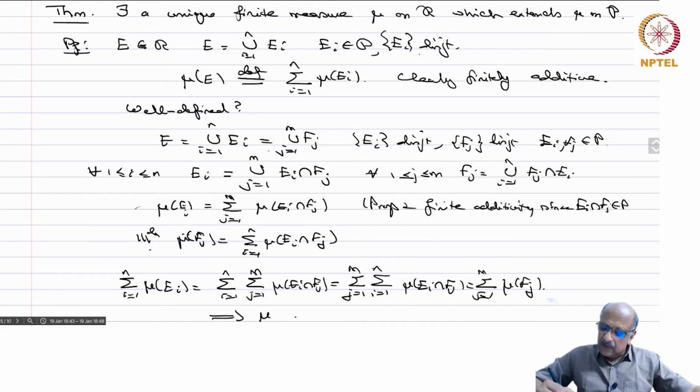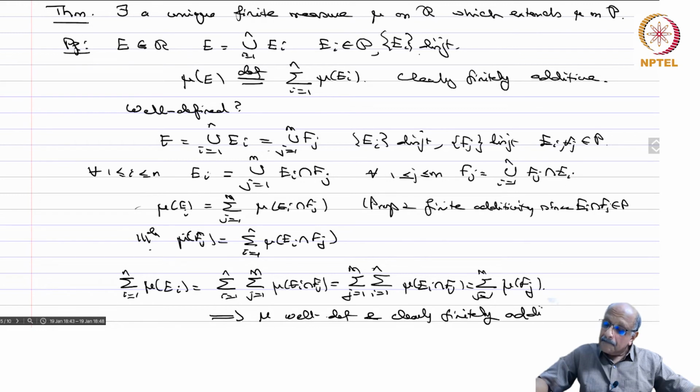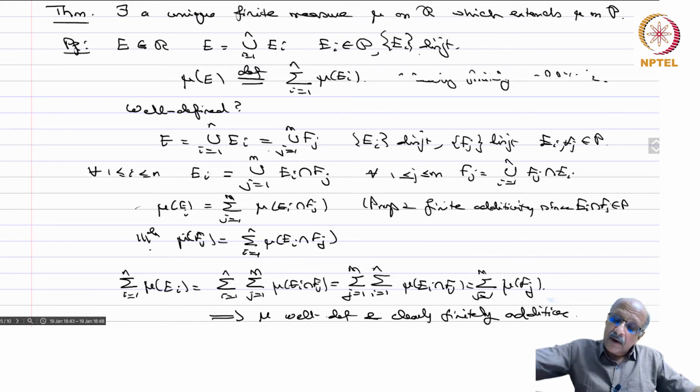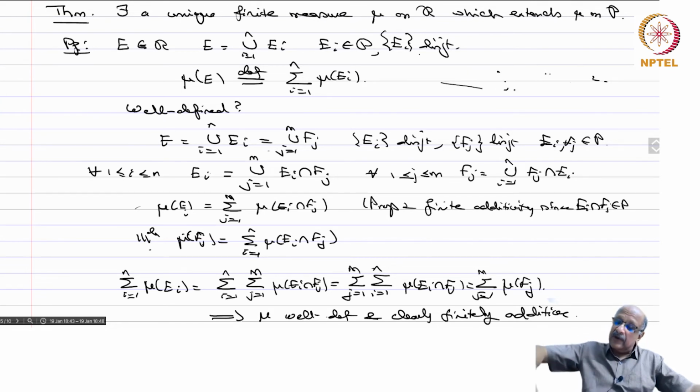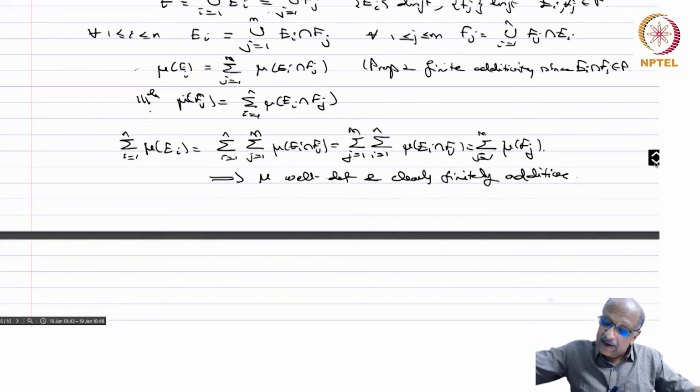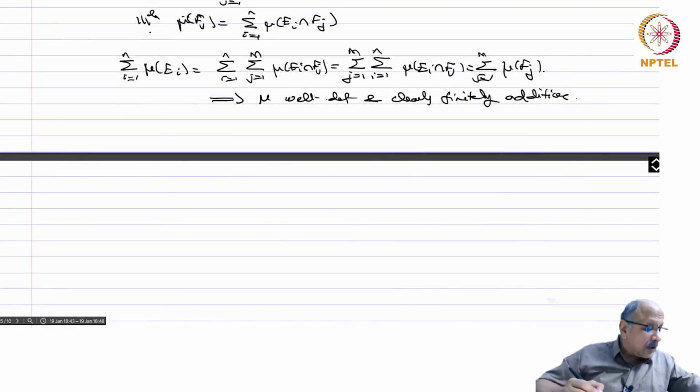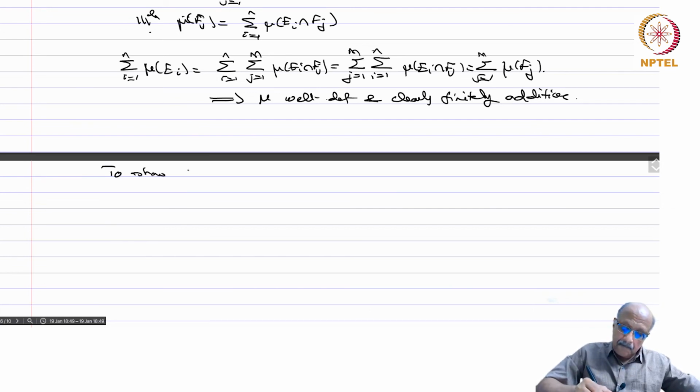So mu is well defined and clearly finitely additive, because you put together... let me not say that here, we will say it here. Now that it is well defined, I can say it with greater confidence. Okay, so now to show mu is countably additive, that's all we need to show.